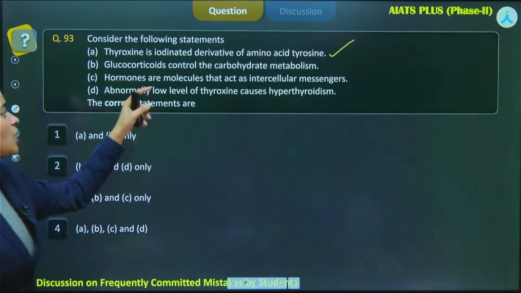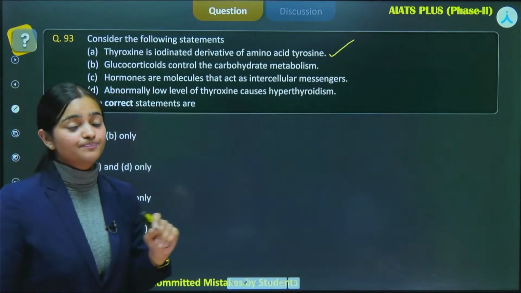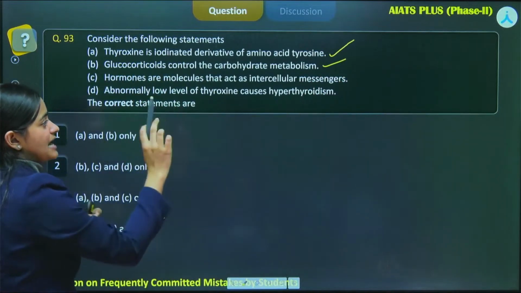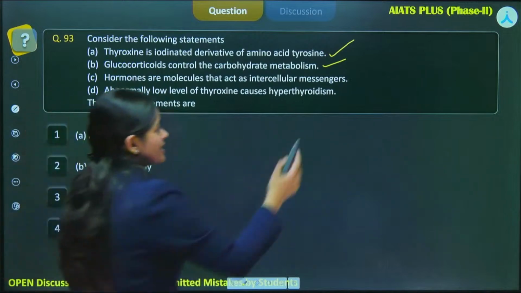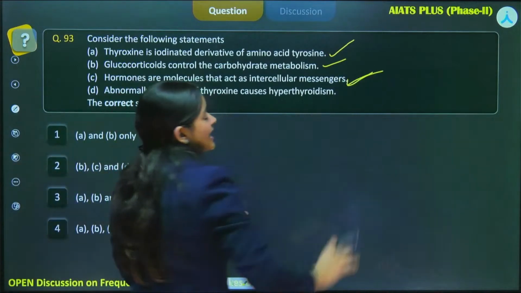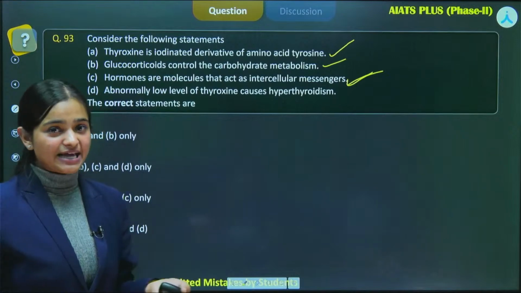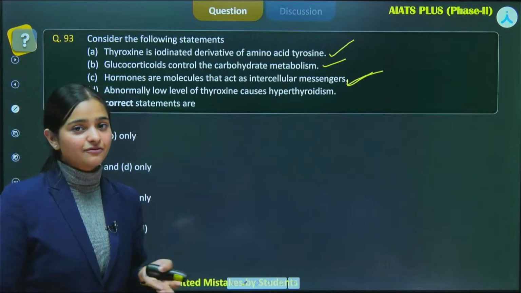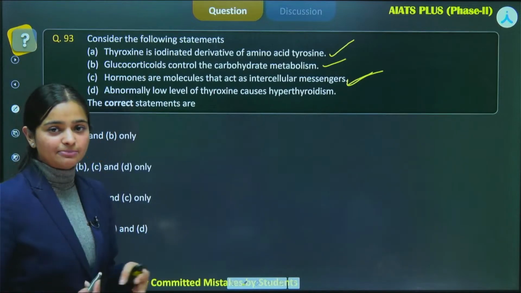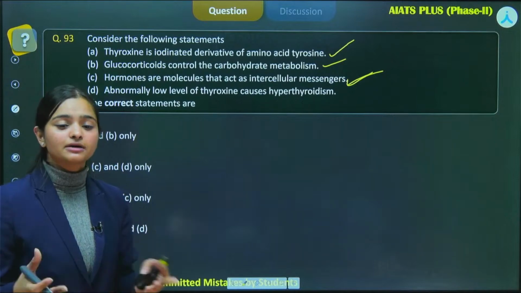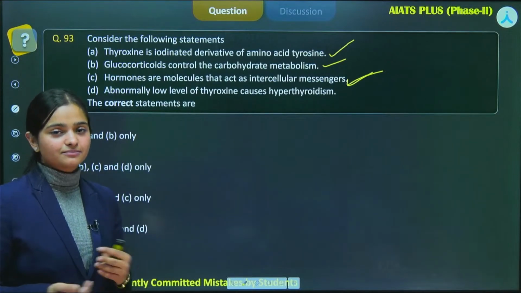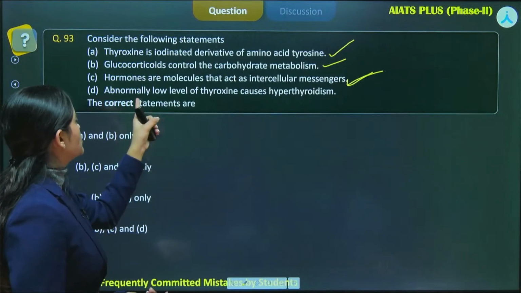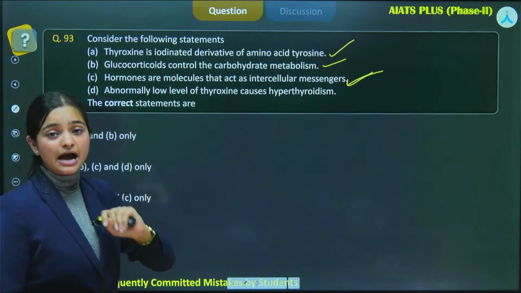If we look at glucocorticoids control the carbohydrate metabolism, it is also a correct statement, right? Hormones are molecules that act as intercellular messengers. Definitely a correct statement. I again and again advise all of you to be thorough with NCERT, because these are exactly the lines of NCERT, and this is how NEET frames questions from chapters like the d and f block, biomolecules, or even practical chemistry. Now option D, abnormally low level of thyroxine causes hyperthyroidism.